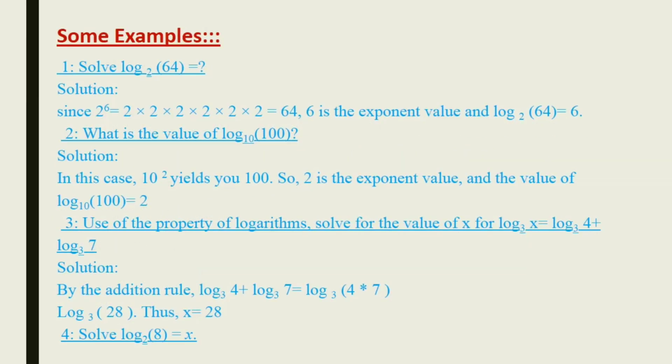Here are some examples. Number 1: solve log 64 base 2. Now we know 2 to the power 6 equals 64, so 6 is the exponent value and log 64 base 2 equals 6. What is the value of log 100 base 10? In this case, 10 to the power 2 yields 100. So 2 is the exponent value and the value of log 100 base 10 equals 2.